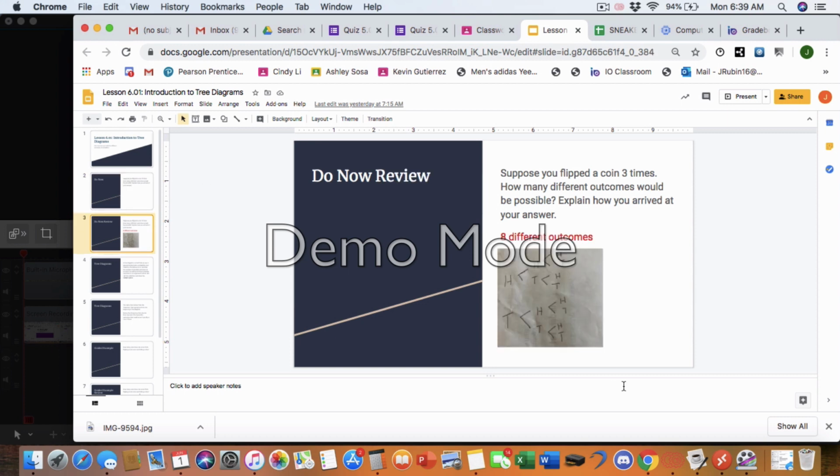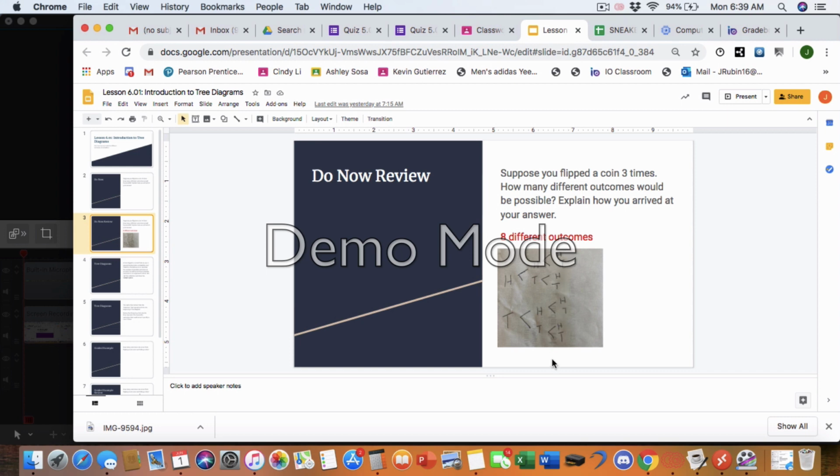So, there are 8 different outcomes. So, how did you arrive at this? Well, I used the tree diagram, right? So, I started with my first coin. There are 2 options, heads or tails. From each one of those options, there are 2 more, heads or tails. 2 more, heads or tails. And then from each of those options, there are 2 more, so heads or tails, heads or tails, heads or tails, heads or tails, heads or tails.